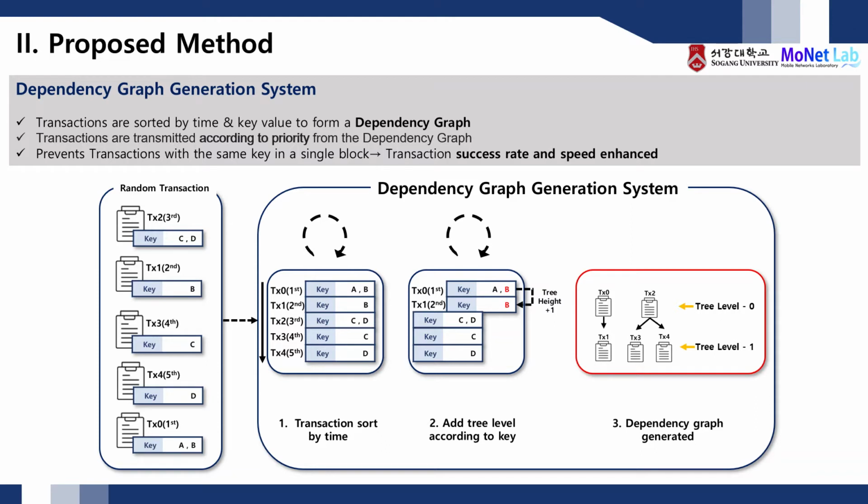of key values. For example, if transaction 2 had an identical key set B with transaction 1, it would have formed a new tree level 2 since it collides with transactions 1 and 0. Based on the tree structure, which we will call the dependency graph, we will now understand how to process transactions by priority and 3 types of methods following.